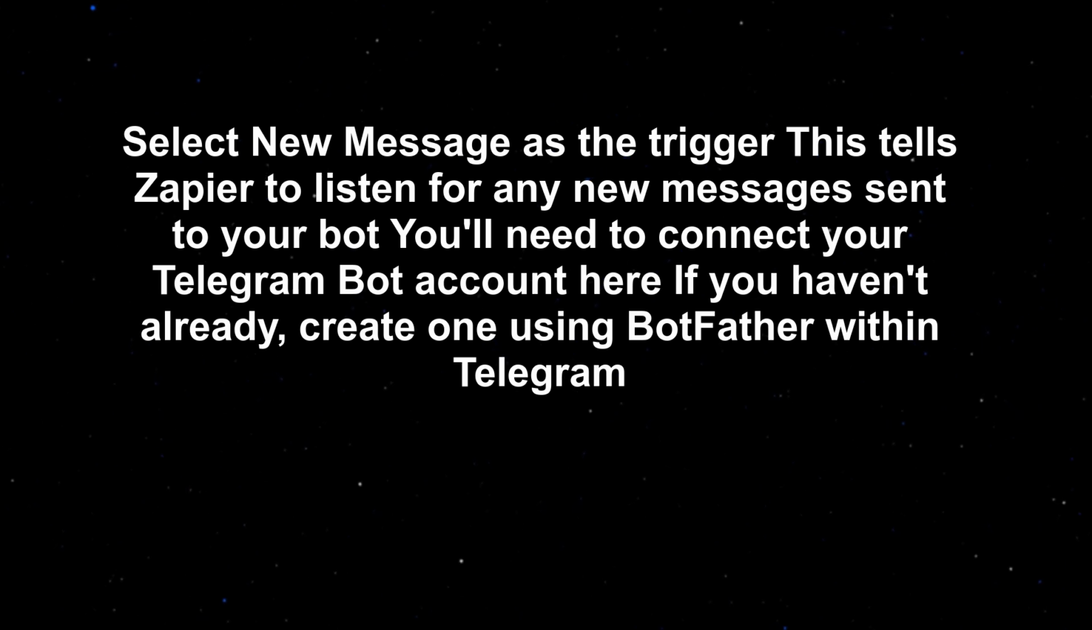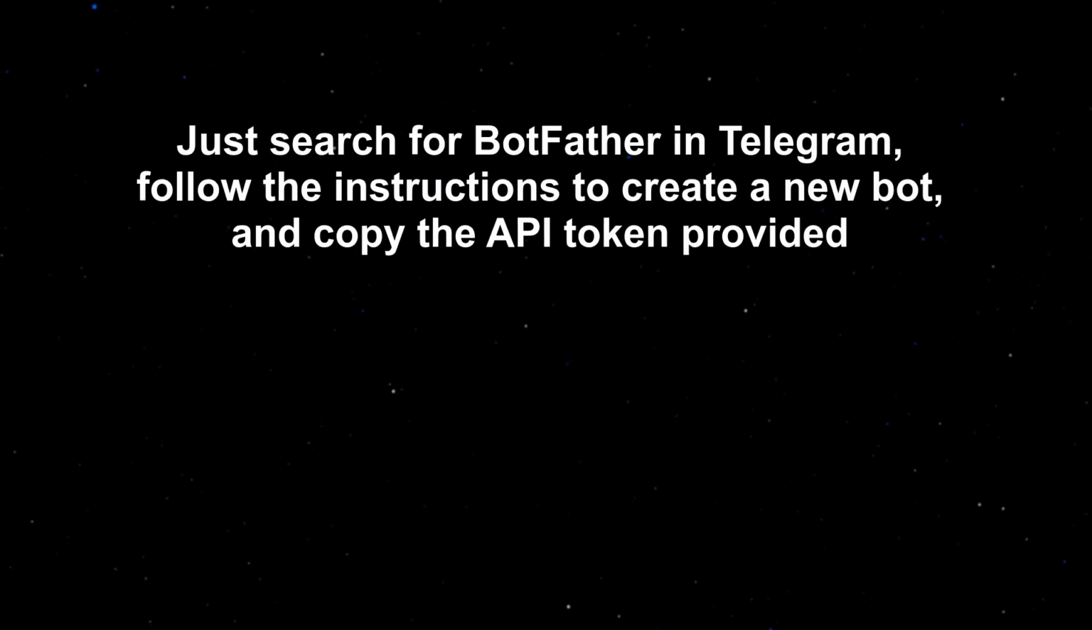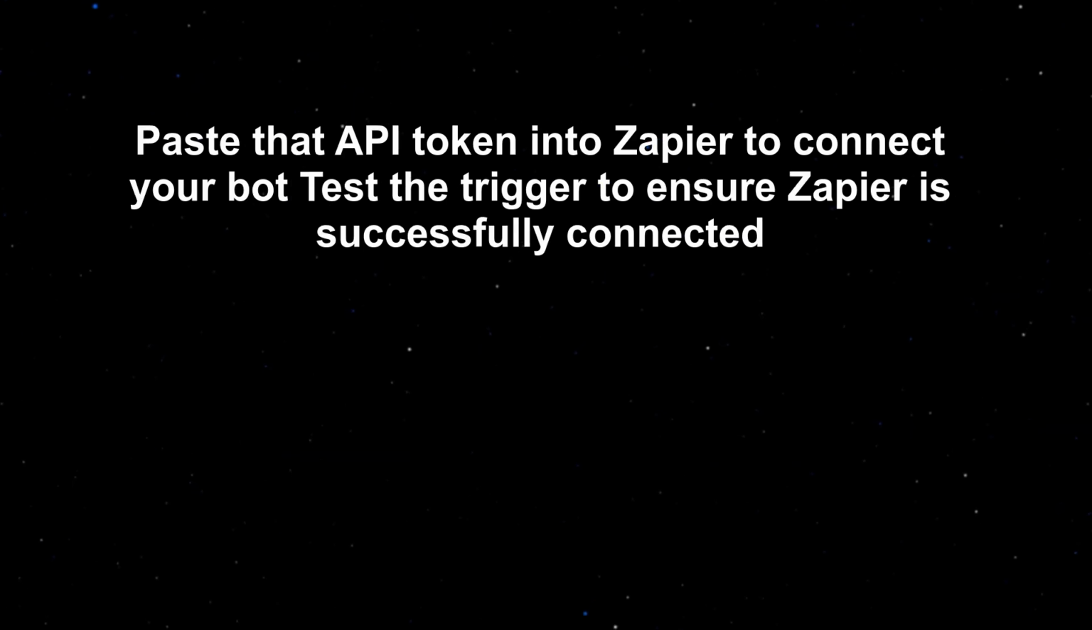You'll need to connect your Telegram bot account here if you haven't already. Create one using BotFather within Telegram. Just search for BotFather in Telegram. Follow the instructions to create a new bot and copy the API token provided. Paste that API token into Zapier to connect your bot. Test the trigger to ensure Zapier successfully connected.